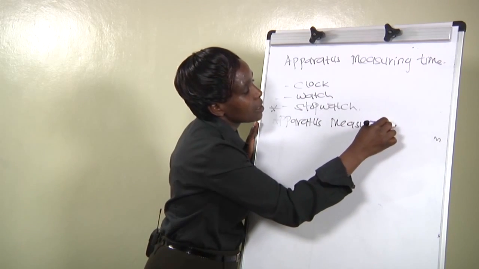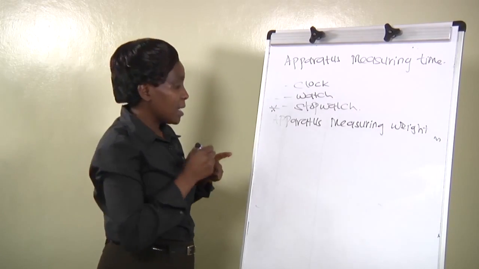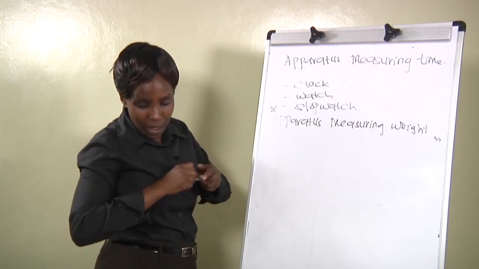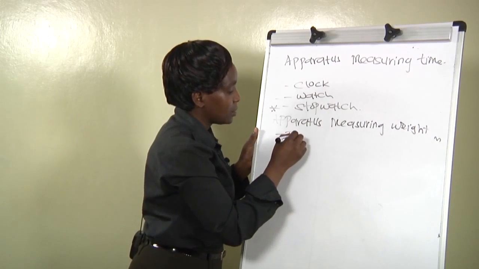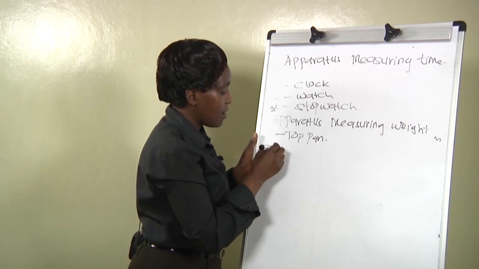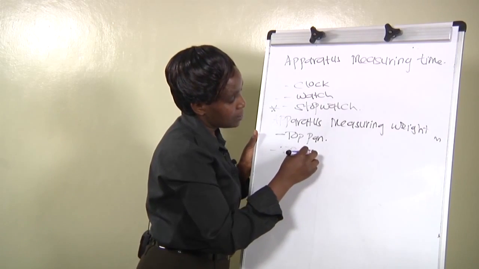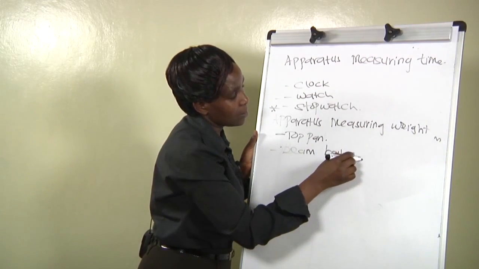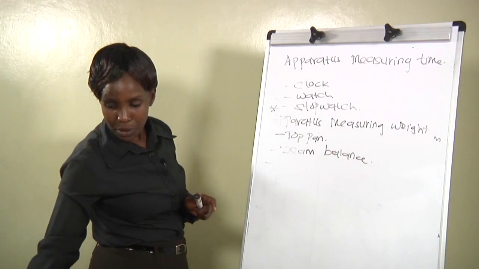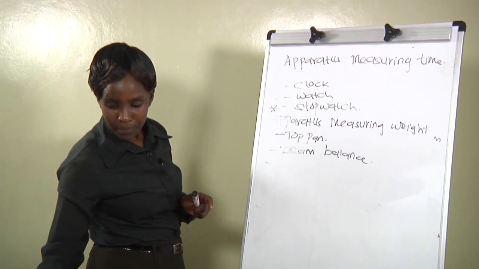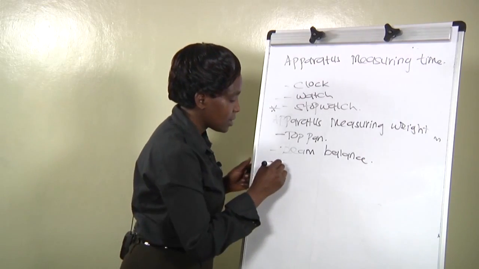Measuring weight. We normally have one electronic, we have the electronic one, or we have top pan. The other one is called beam balance. And we have the electrical apparatus, which we call the electrical balance.